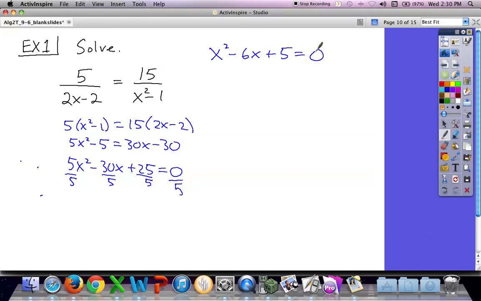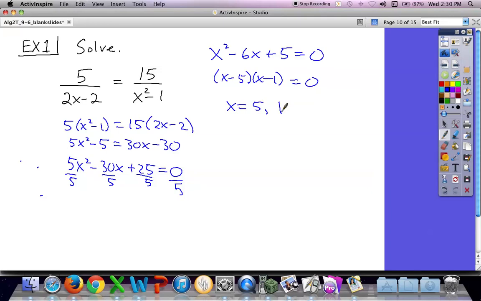And that's a fairly easy factor, right? Say again? How does that factor? X minus 5 times x minus 1. Right? X minus 5 times x minus 1. Okay, which is not the answer, right? The answer is, what are the values of x? What are the zeros of those two factors? 5 and 1, right? X equals 5 and 1.